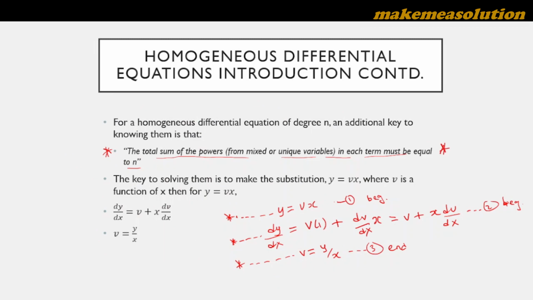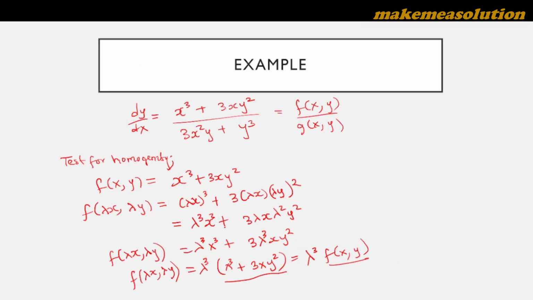They said the total sum of powers from mixed or unique variables in each term must be equal to n. Now we've already gotten n, right? We said that anytime we finish solving for lambda and we factor out lambda, whatever is here is going to be n. So n in this case is equal to 3. Now look at this differential equation. Do not assume it's homogeneous right away. We're actually determining whether it's homogeneous or not.